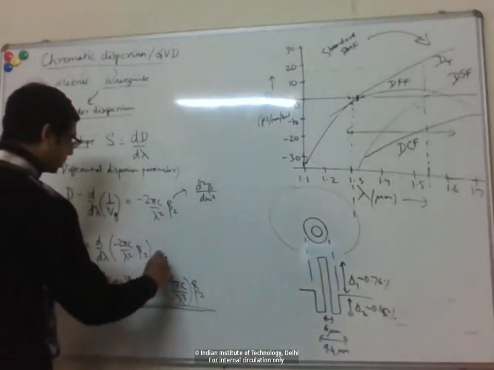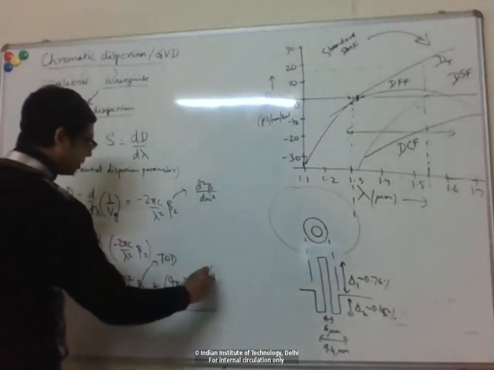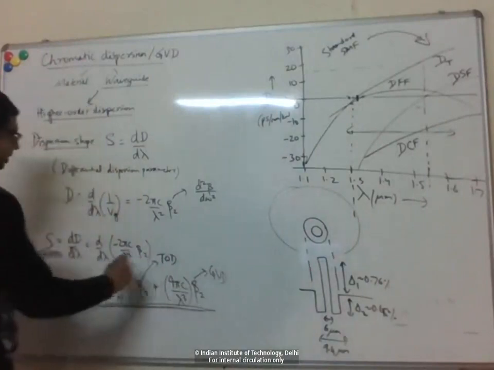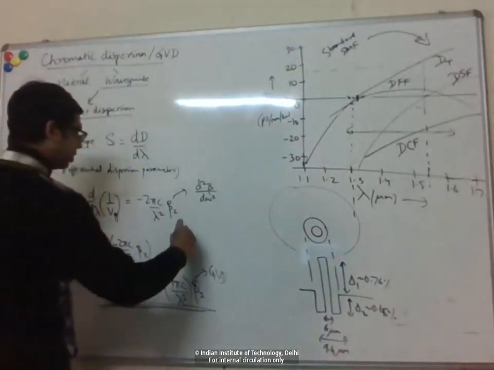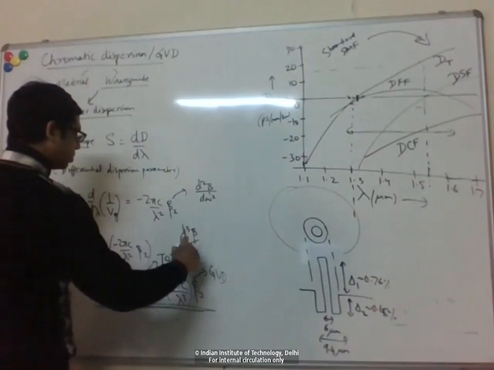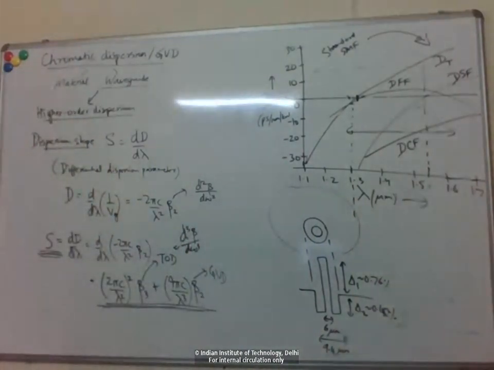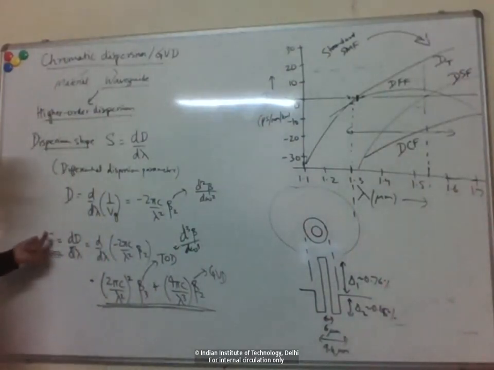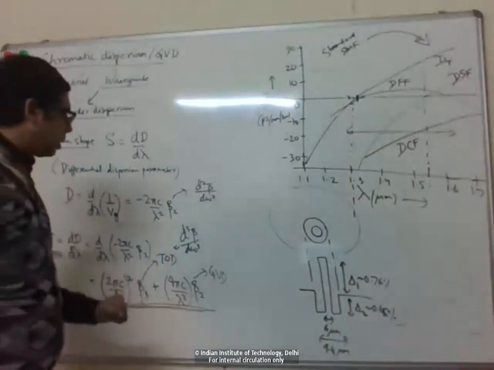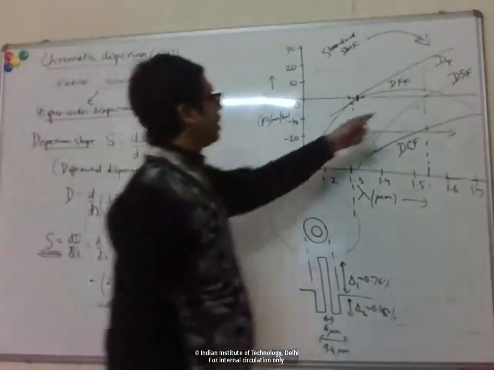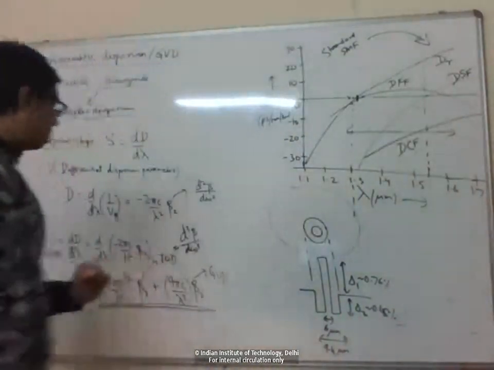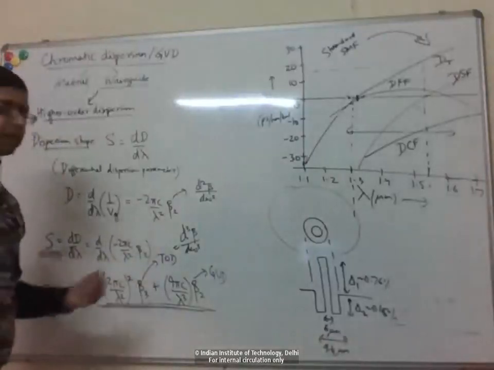So this is the third order dispersion. This was the GVD parameter. Beta 3 is the third order dispersion, which is the third derivative of beta with respect to frequency. So in general, this dispersion slope depends on both beta 3 and beta 2, but if you're at a wavelength where beta 2 is 0, then it will depend only on beta 3.